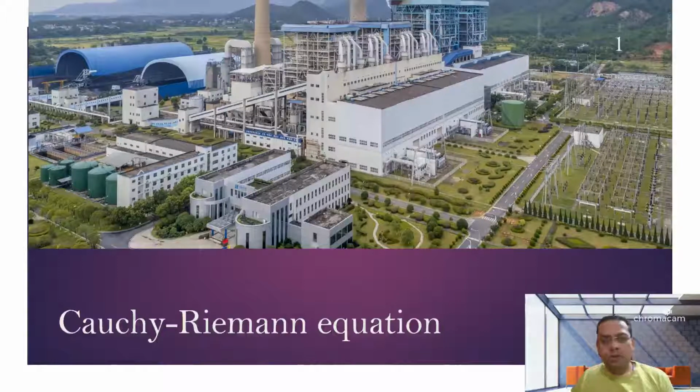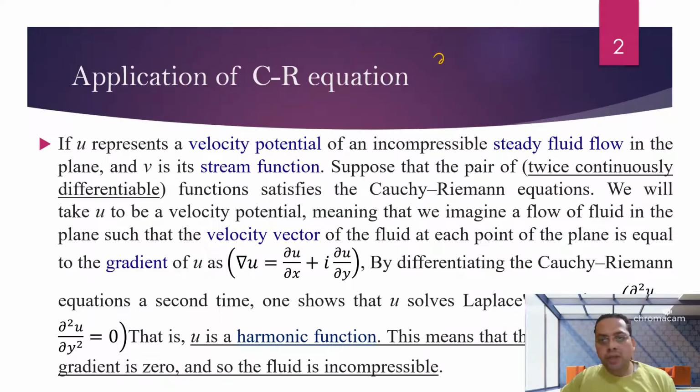Hello students, today we are going to discuss the Cauchy-Riemann equations in Cartesian coordinates and their applications. The Cauchy-Riemann equations are: del u over del x is equal to del v over del y, and del u over del y is equal to minus del v over del x.